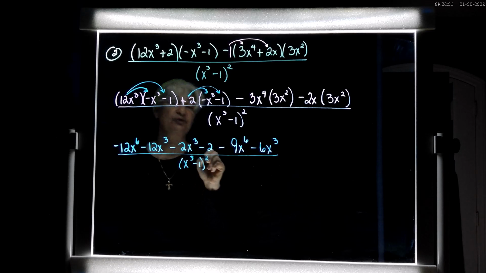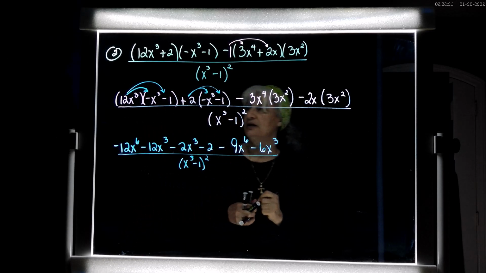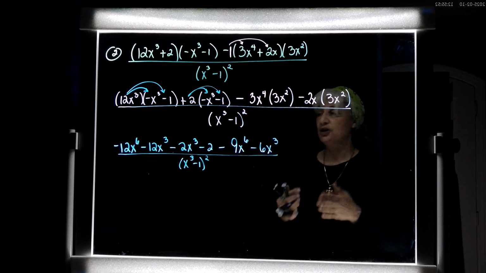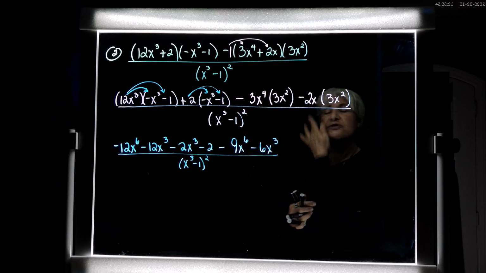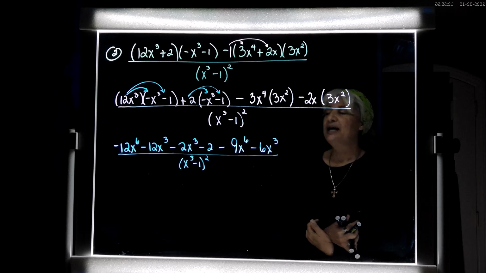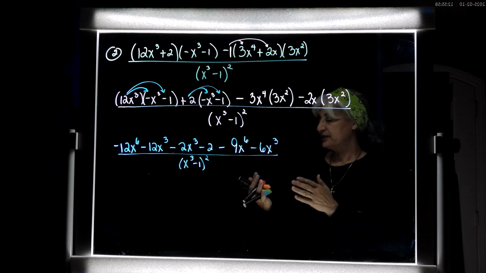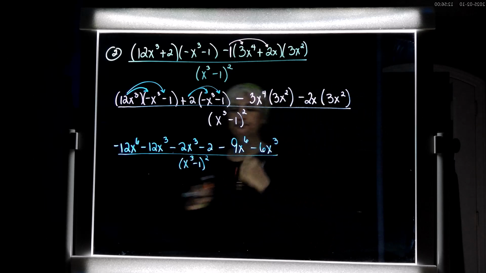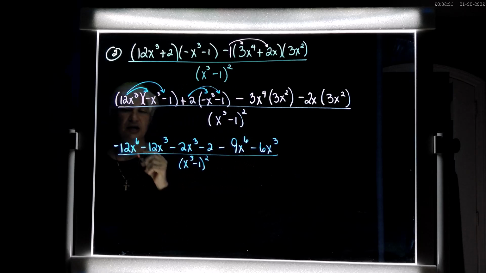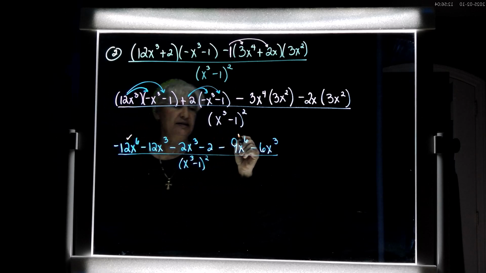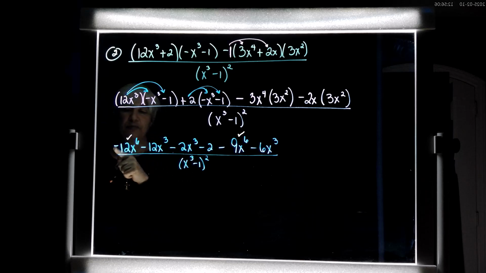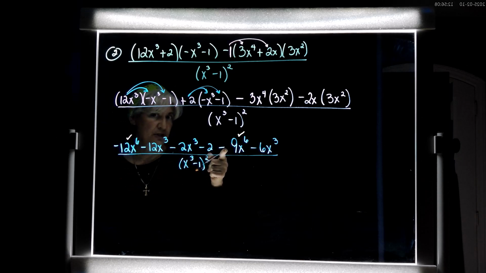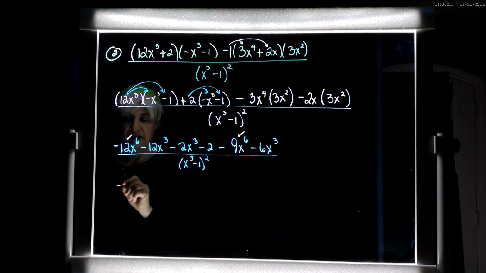Okay, well, the problem is shrinking, and that's a good thing. It looks like all the parentheses are now gone. Yes? All right, so tell me what we do next. In the numerator, collect like terms. Okay, got it. So, I'm seeing an x to the 6th and an x to the 6th. Minus 12 and minus 9. What do you get? Good. Minus 21x to the 6th.